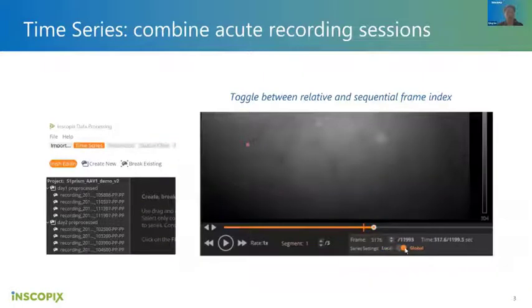So for the time series, we also have a time series function. I just mentioned we have a longitudinal registration to overlay cell maps across days. But if you just have multiple sessions in one day, you want to do this for multiple reasons.